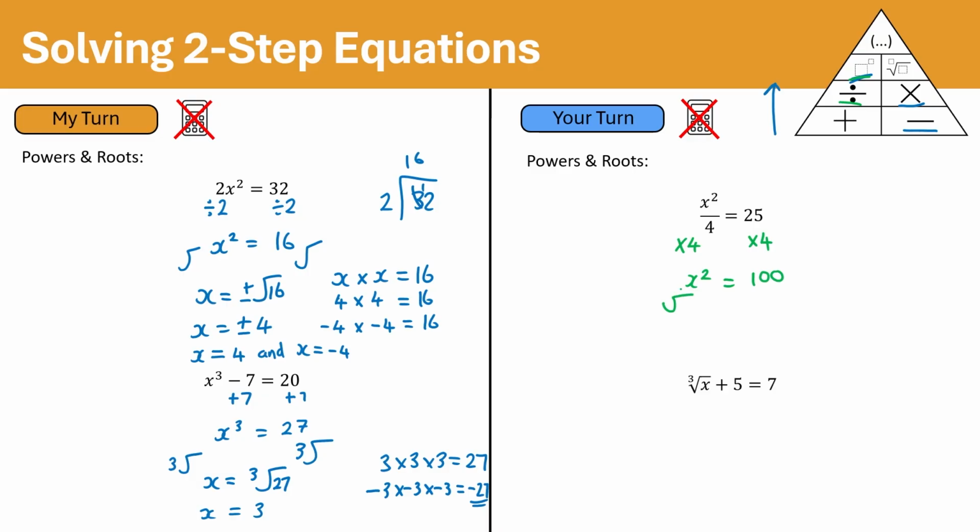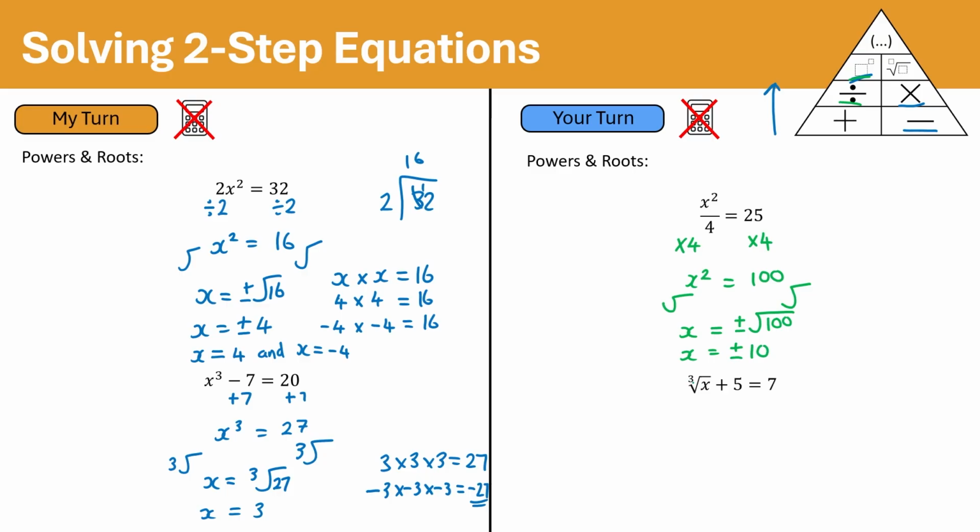I then want to square root both sides to undo squaring. On the left-hand side, that will give me my answer for x. And I need to remember that when I take the square root of 100, I have two answers. So I'll use my plus and minus sign to show that I'll get the positive and negative result of the square root of 100. And the square root of 100 is 10, so I can have positive 10, and I can also have negative 10.